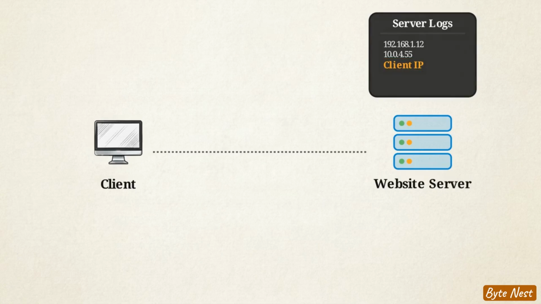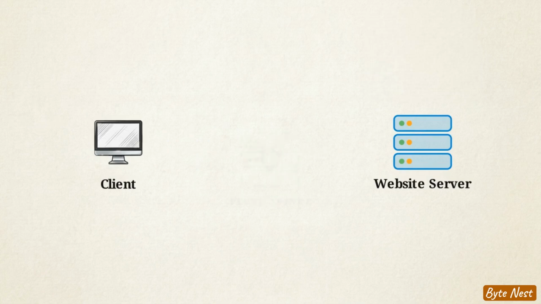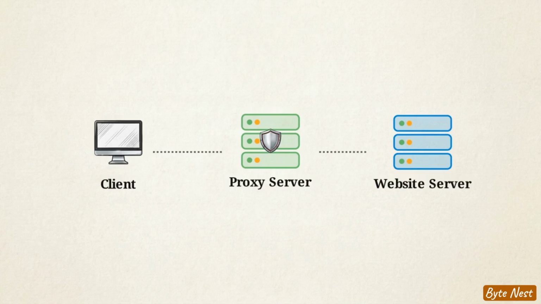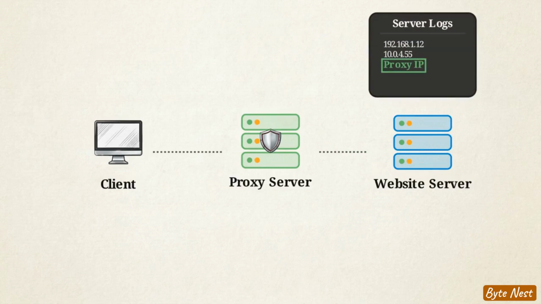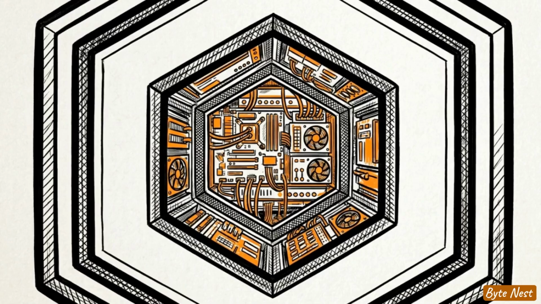To solve this privacy problem, you can place a middleman between your computer and the internet. We call this a proxy server. When you use a proxy, your request goes to this middleman first. The proxy takes your request, strips off your personal IP address, puts its own address on the packet, and forwards it to the website. This simple swap changes the whole interaction.